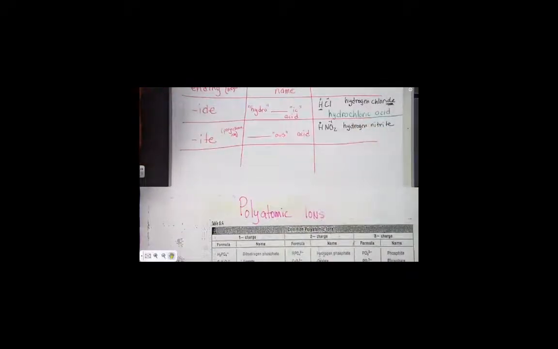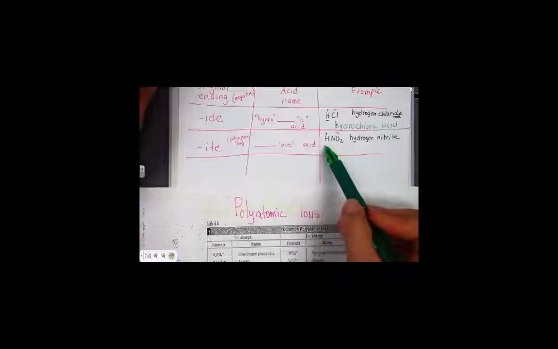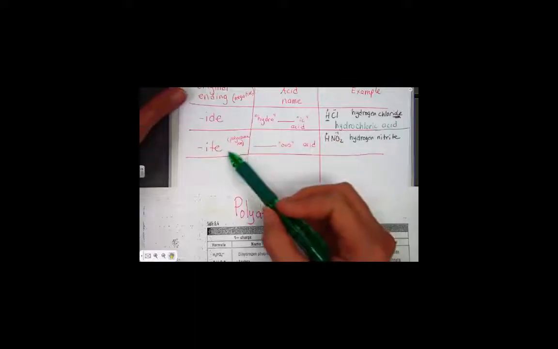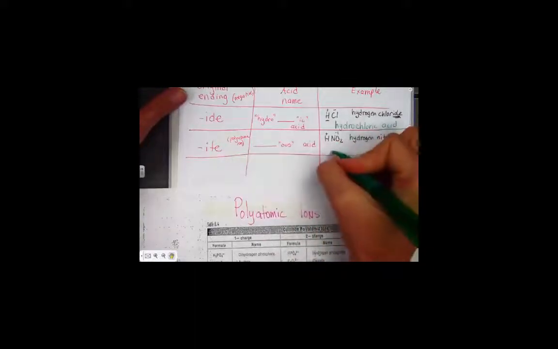Now, we would have named this hydrogen nitrite, but now let's name it correctly as an acid. Acids start with H. The H is not heard in this name, however. We go directly to the root word, ite turns to us, and say it, we get nitrous acid.